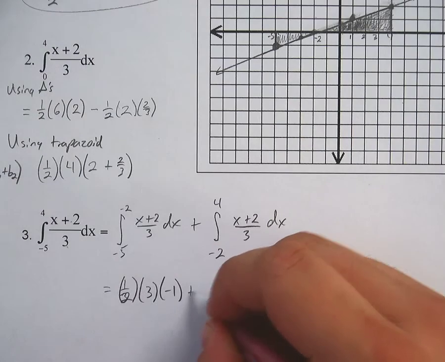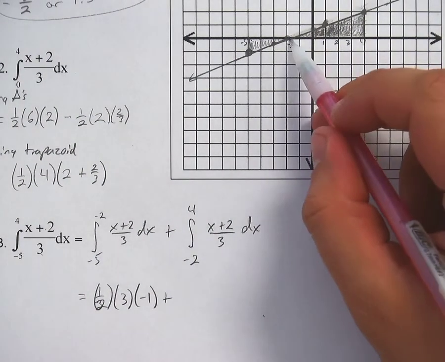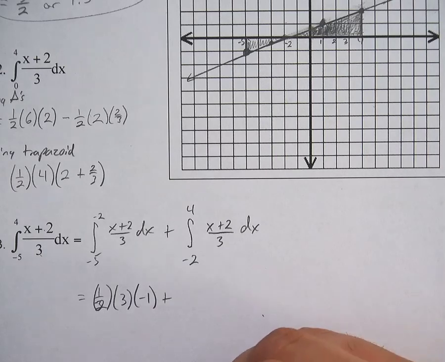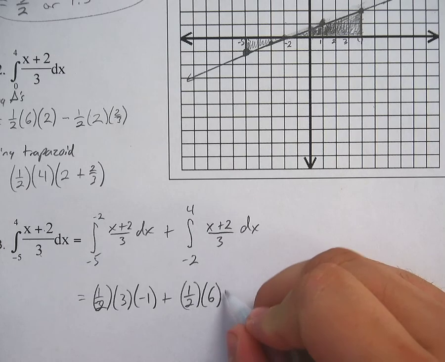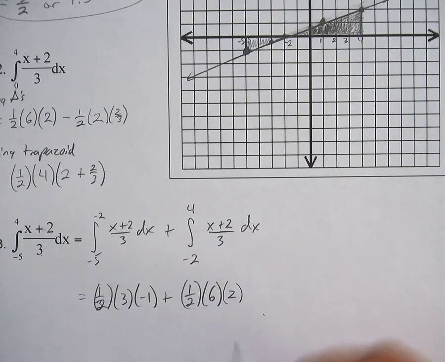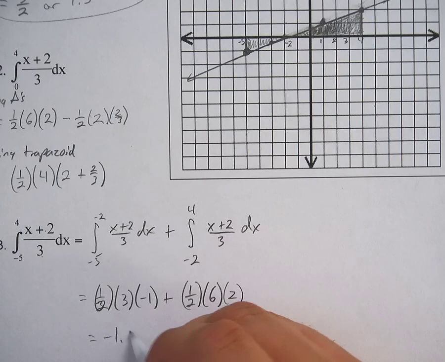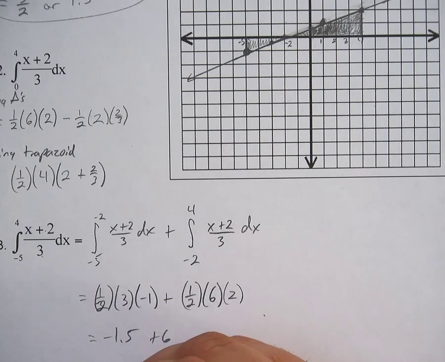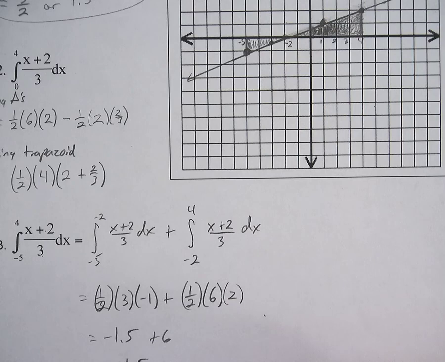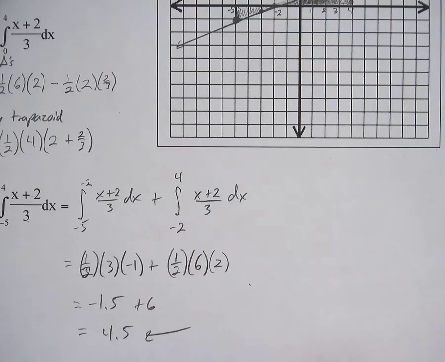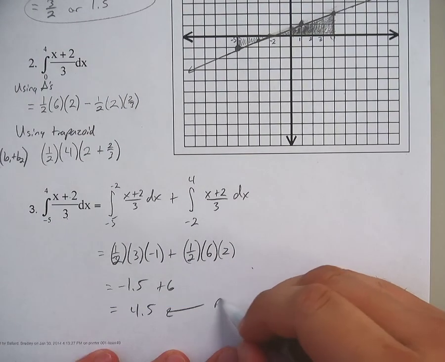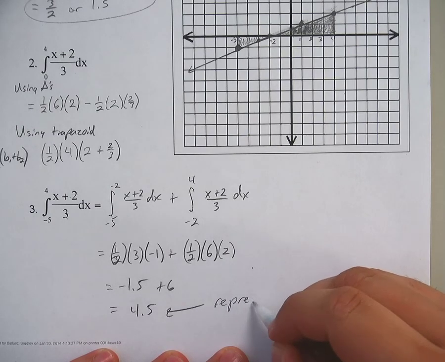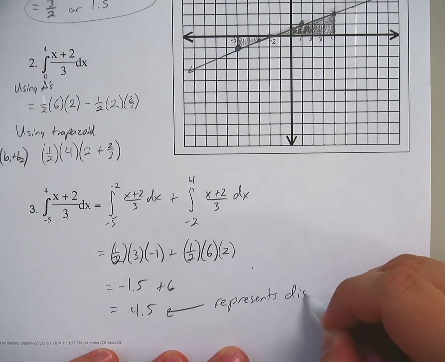All right, and then plus we've got from -2 to 4. So it's going to be 1/2 unit of 6, and it goes up 2, which is -1.5 plus 6, 4.5. Now again, because you have places both above and below the graph, let me back up here. I want to just note again, this represents displacement.